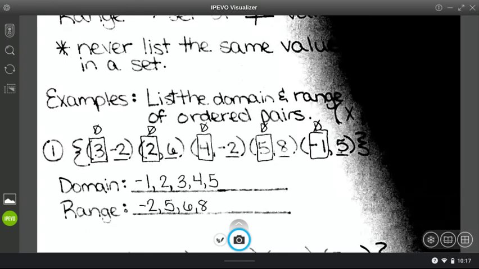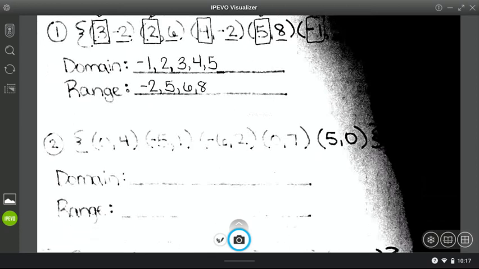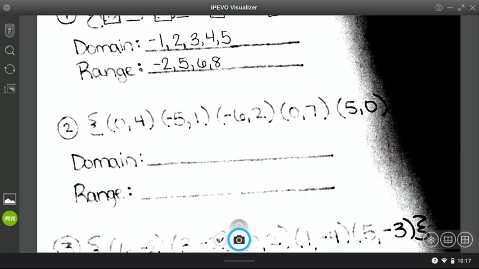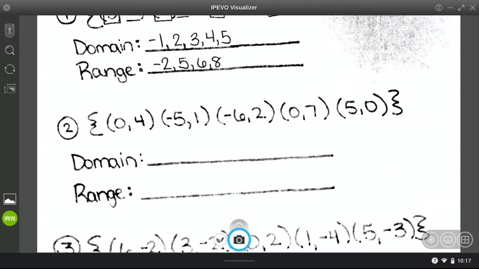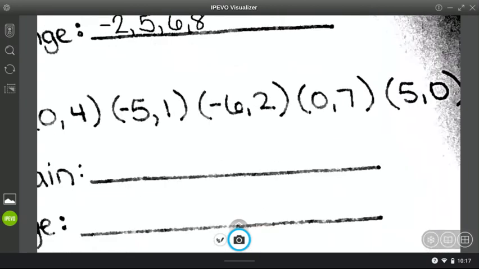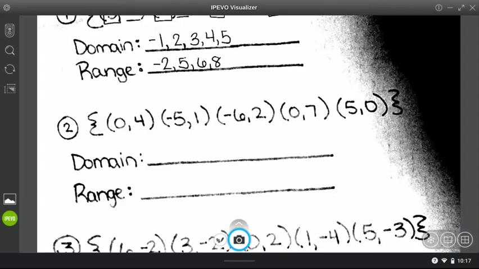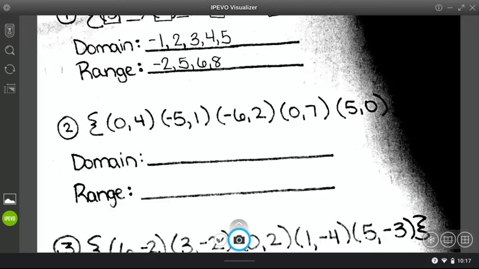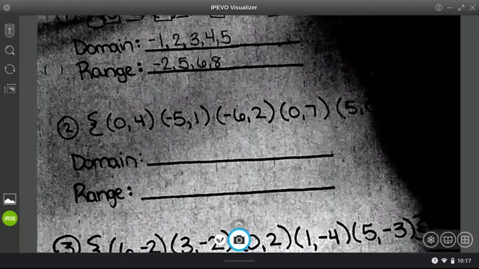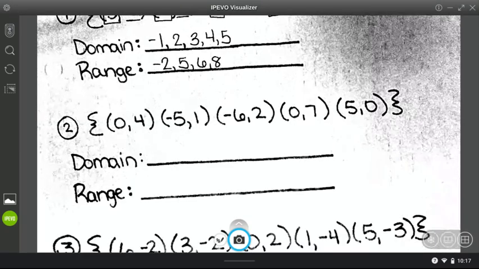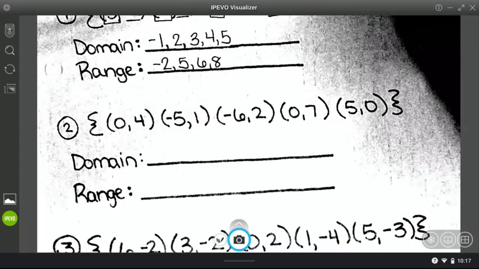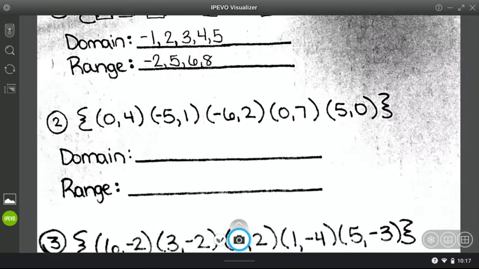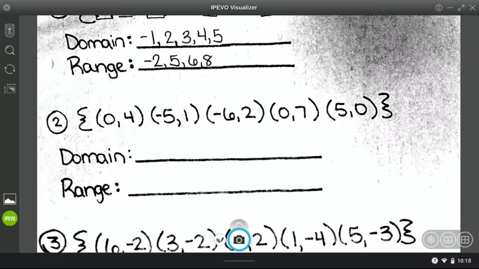All right, so let's take a look at number 2. I don't want to zoom in that much. Is that a little better? No, that's probably too dark. Is that a little easier to see? When I added a little bit of darkness to it, it copied really light.